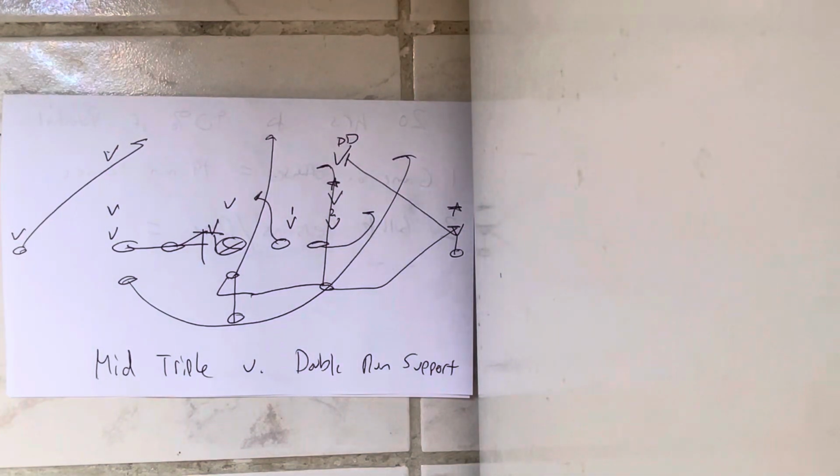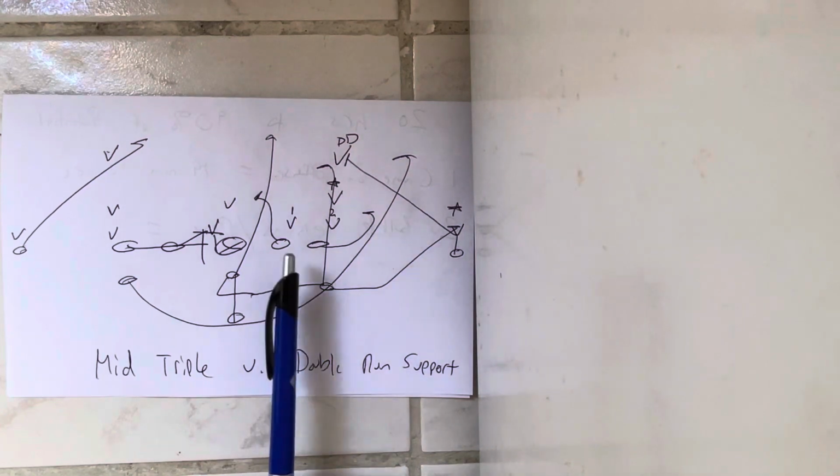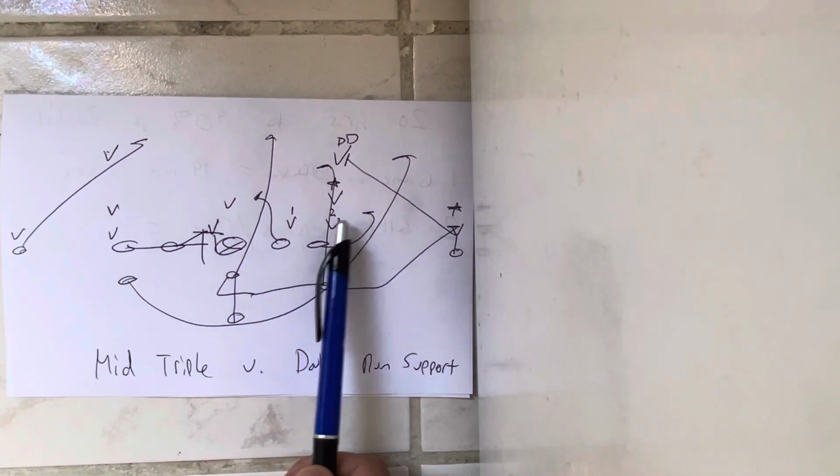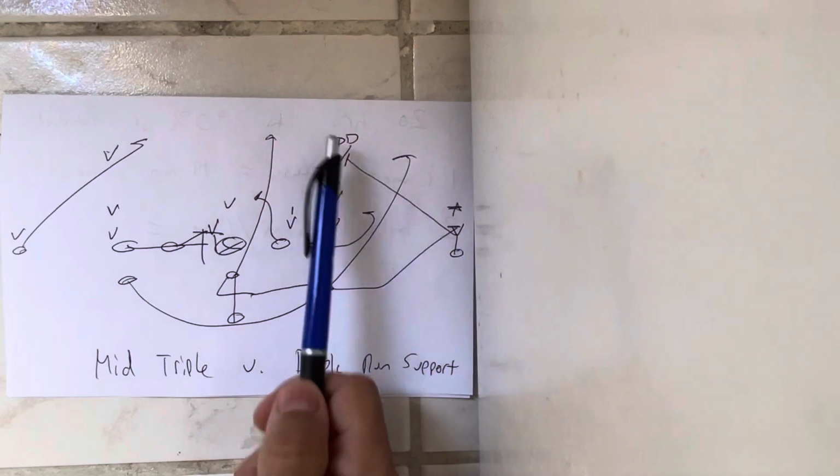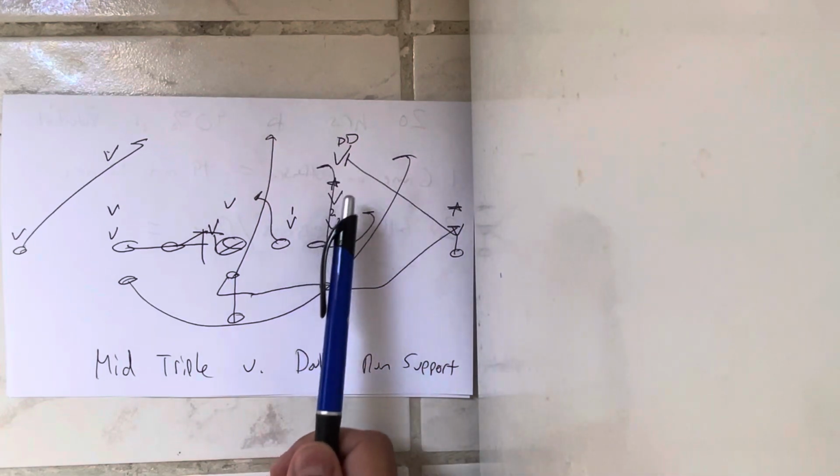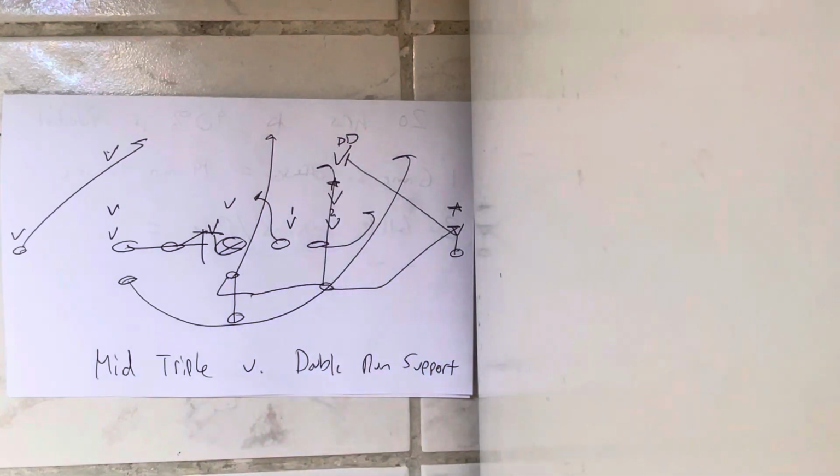When I started teaching mid-triple, a long time ago, I was always concerned about getting double run support, because this was something that defenses could align and do, where they would line up with a 3 technique, a 5 technique, a corner, a safety, but then they'd have a guy stacked behind the 5 technique, which happened a lot during the Paul Johnson years.